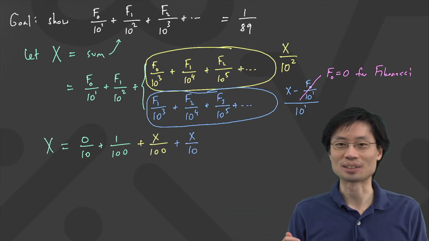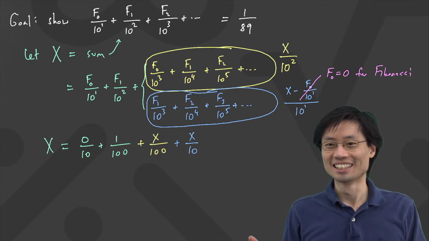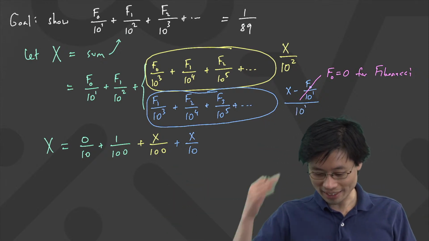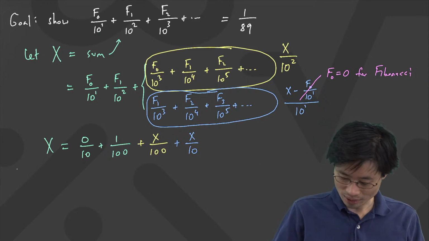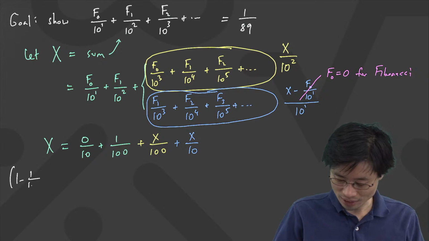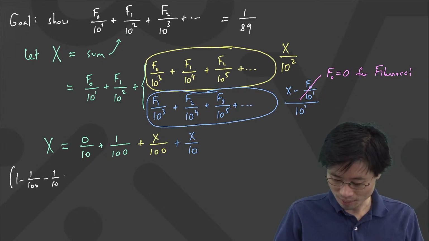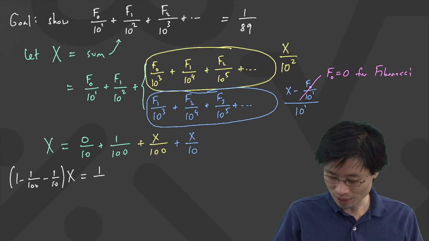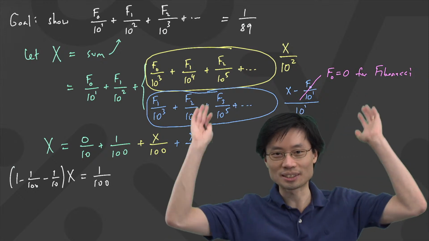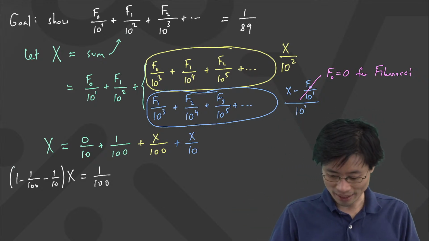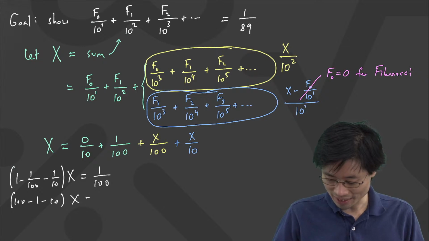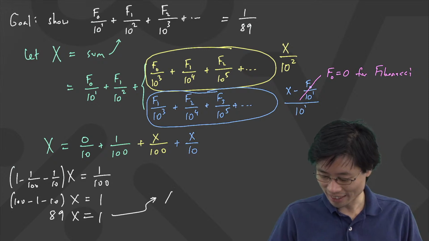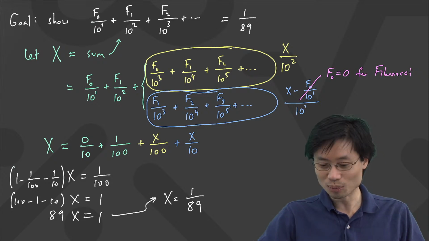Hey, I know how to solve this equation. There's only x, there are no dot dot dots. So how do I do this? Put all the x's on one side. How much x is on the left side? It's 1 minus 1 over 100 minus 1 over 10 many x's is equal to 1 over 100. Sounds like a good idea to scale up by 100 on both, so multiply both by 100. That's 100 minus 1 minus 10 x equals 1. Look at that, 89x equals 1. So I get that x equals 1 over 89, and it works.